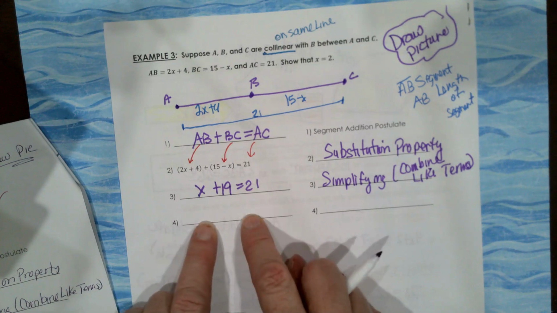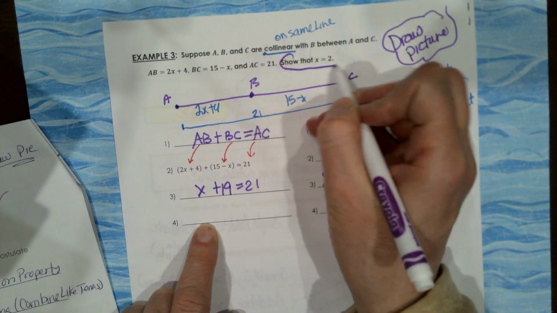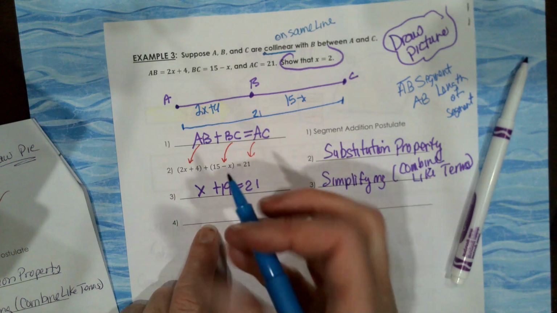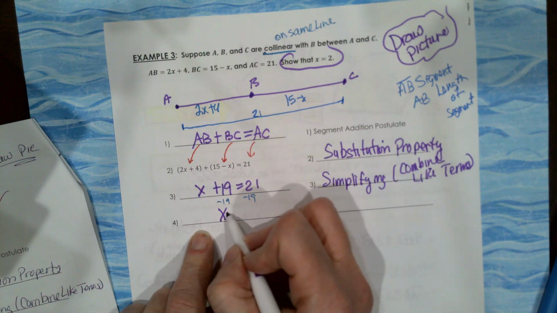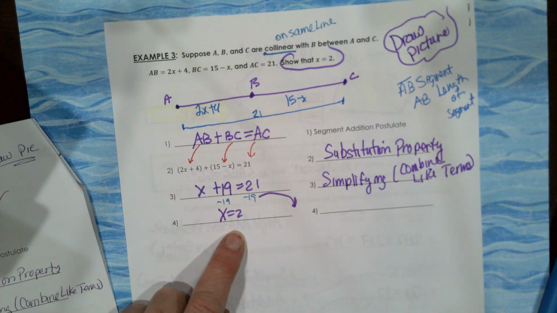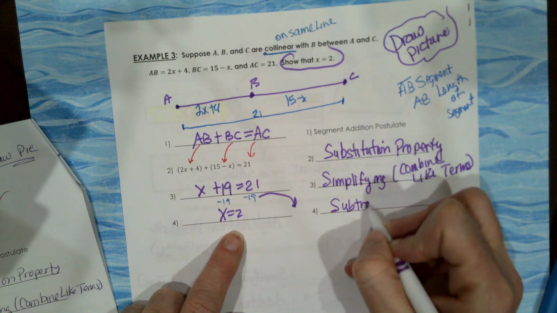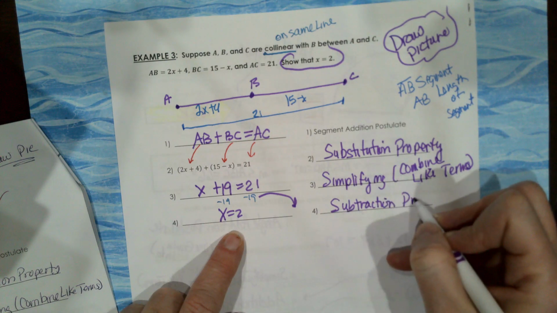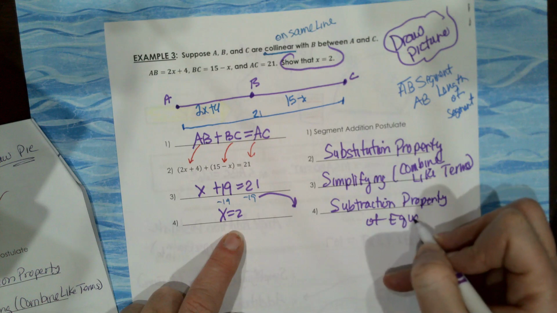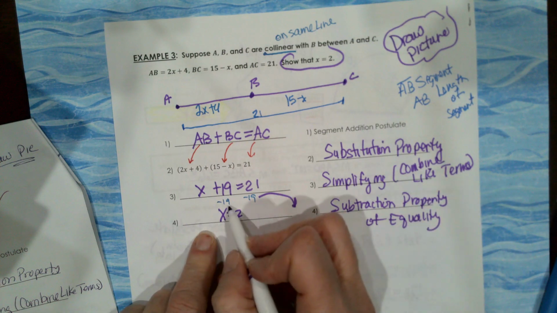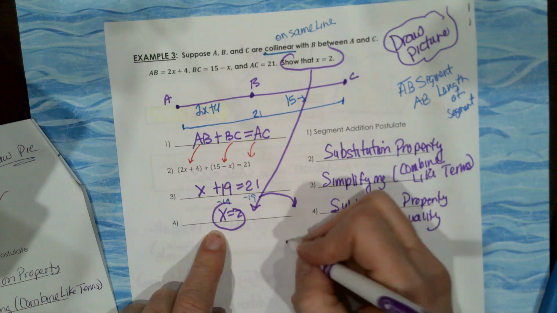And now we need to get to x equals 2. So this is what we are trying to show. And again, how do we do that? We want to get x alone. If we subtract 19 from both sides, we find out that x is equal to 2. What is this that we just did? What happened is the subtraction property of equality. And notice this and this are the same thing. So now we're done. All right.